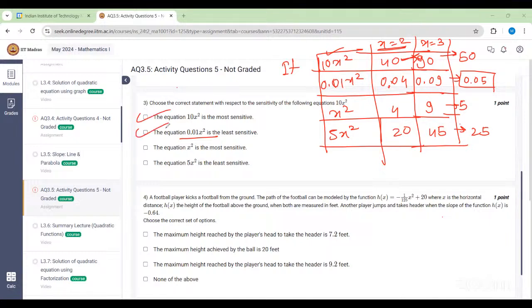So basically, this can be answered by the value of a, correct? If a is very big, it is more sensitive. If it is very low, it is least sensitive. Got it. Okay.